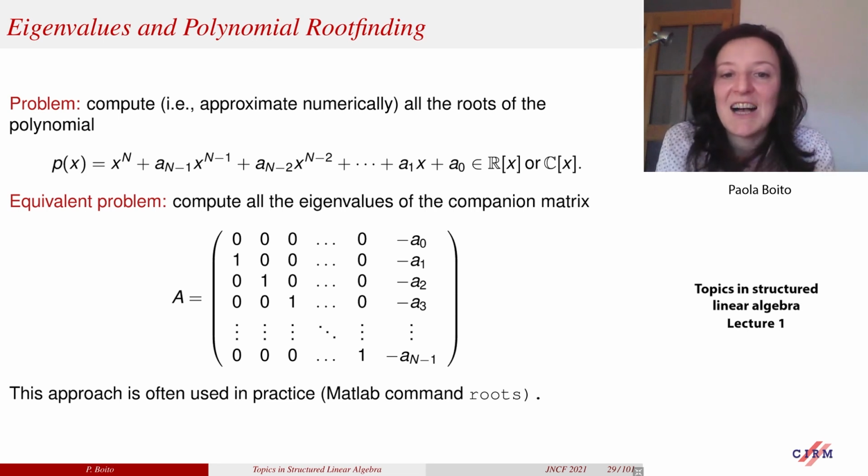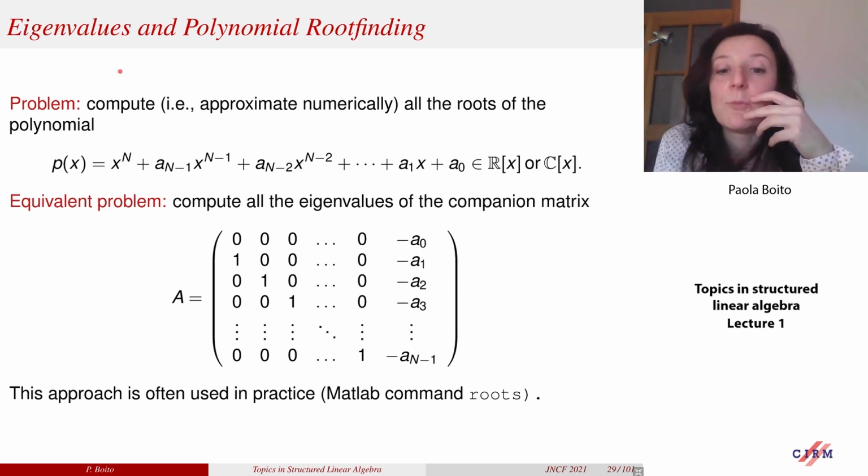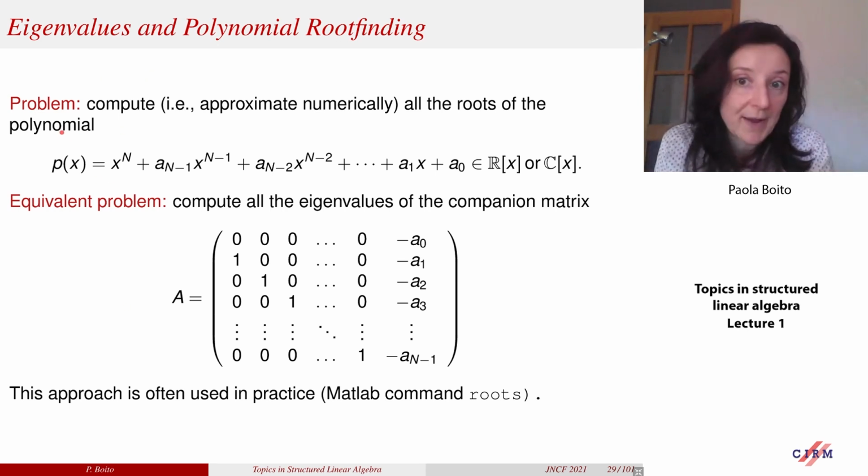We have a polynomial with real or complex coefficients. Let's assume for now that the polynomial is monic, so the leading coefficient is 1. It's well known that an equivalent problem to finding the roots of this polynomial is computing the eigenvalues of the associated Frobenius companion matrix. Okay. So when I talk about computing, of course, I mean approximating numerically.